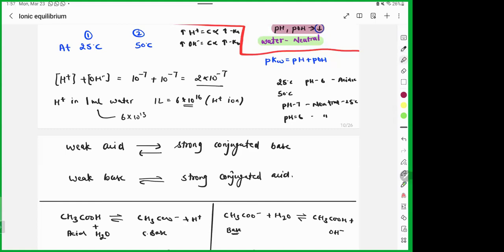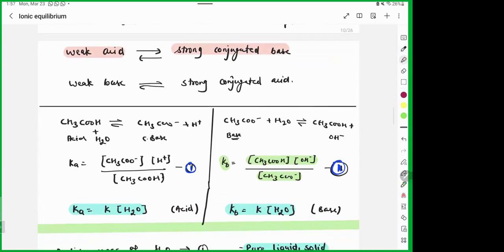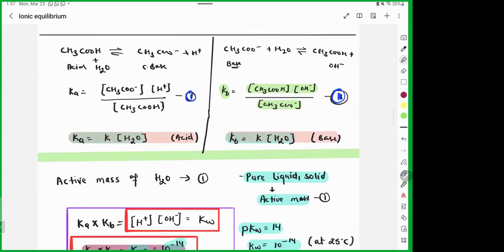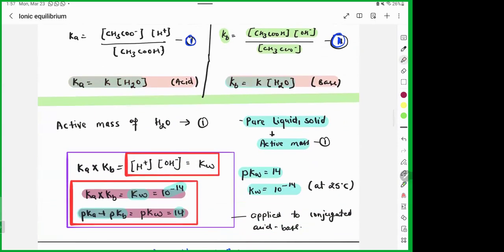We'll discuss this topic. Weak acid has a strong conjugate base, weak base has a strong conjugate acid. Correct? And if you calculate, Ka is equal to K into H2O, Kb is equal to K into H2O. But Anvita, for pure liquid and pure solid, what is the active mass? Can you repeat: for pure liquid and pure solid, what is the active mass?